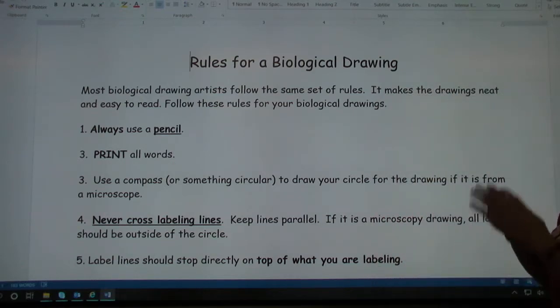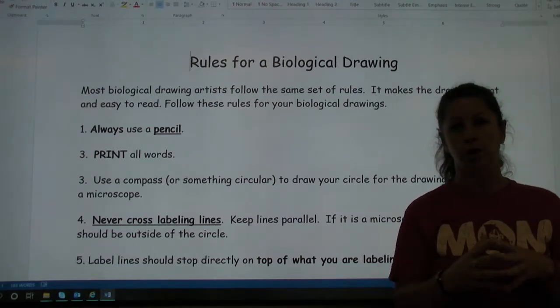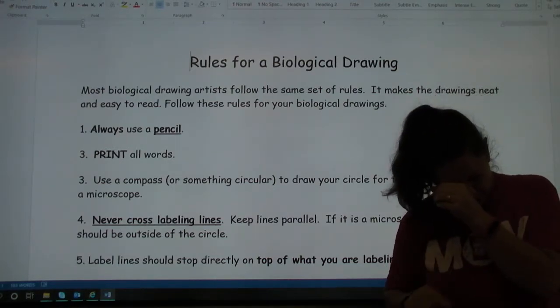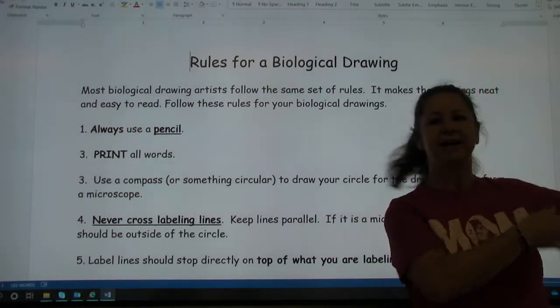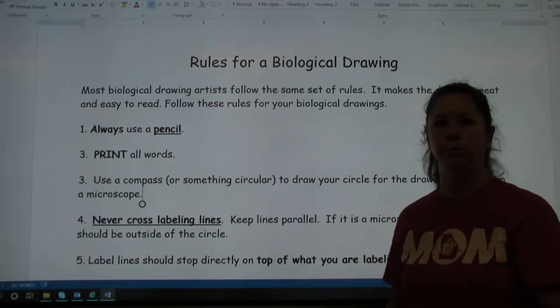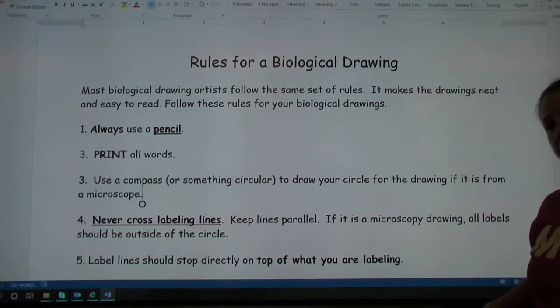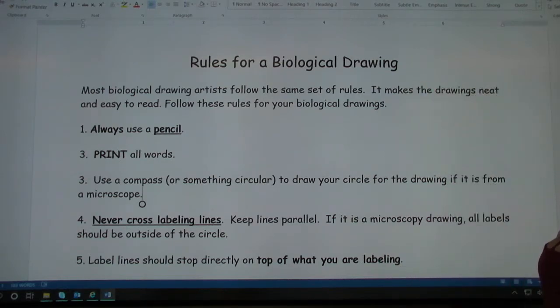Now, there are actual rules to doing biological drawing. Whether you're looking through a microscope and drawing what you see through that microscope, or whether you're outside actually drawing a tree or a plant or an animal, doesn't matter. There's a couple of things that you always need to make sure you do when you're doing biological drawings.